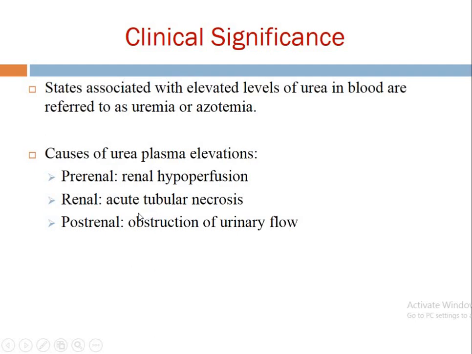So nephrolithiasis is one of the causes, as I have just mentioned. There can be urethral stricture, or there can be prostatic enlargement. All these can lead to the post-renal cause of elevation of urea in the plasma.